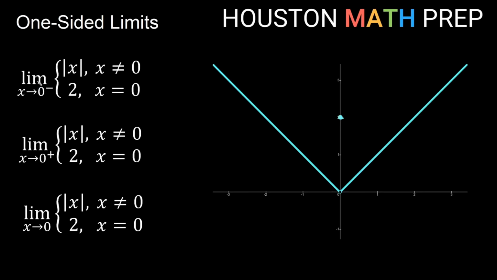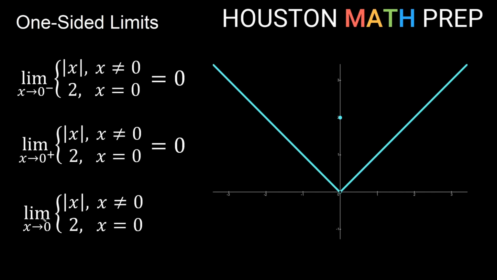So the question is, what y value do we get close to as we get close to 0 from the left side? Well, we get close to the origin as we get close from the left side, so that limit's going to be 0. And what y value do we get close to as we approach 0 from the positive side, from the right side? Well, we also approach a y value of 0. So we get a limit of 0 there.